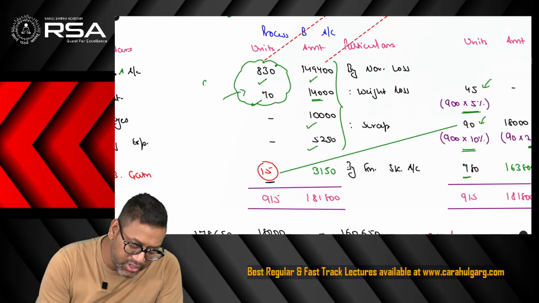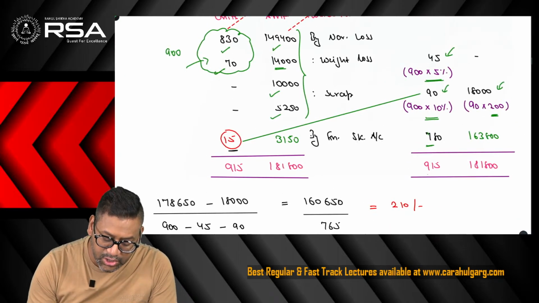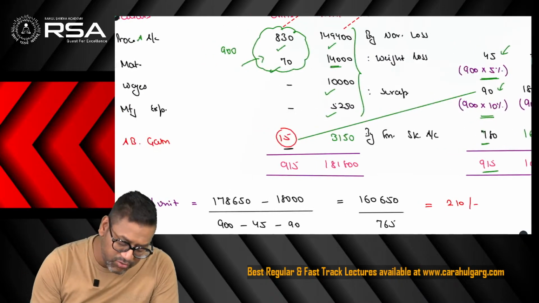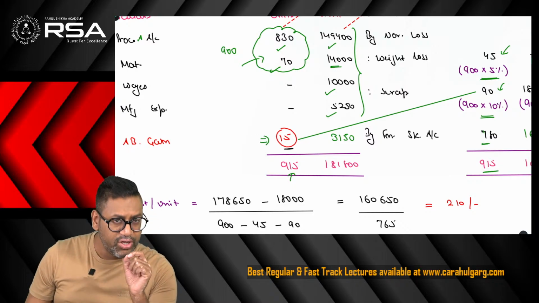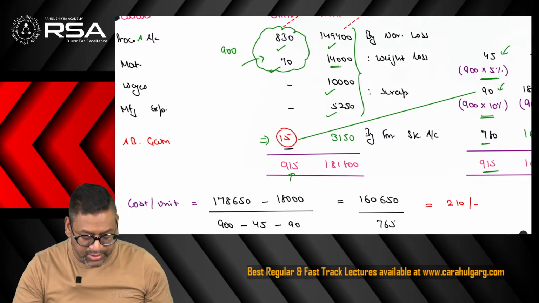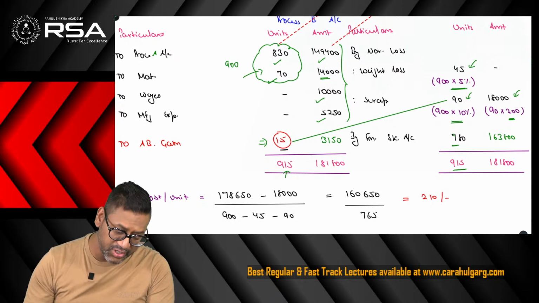Now you see on the debit side your total units are 900, whereas on the credit side the total is much higher, that is 915. So we will put 915 on the debit side as well, meaning thereby there is an abnormal gain of 15 units. So this is the first thing which is important. Then the question said to find out the cost of abnormal gain, the value of abnormal gain.